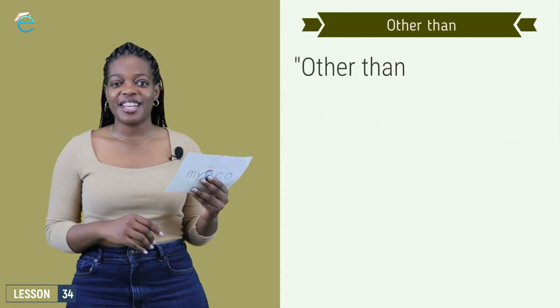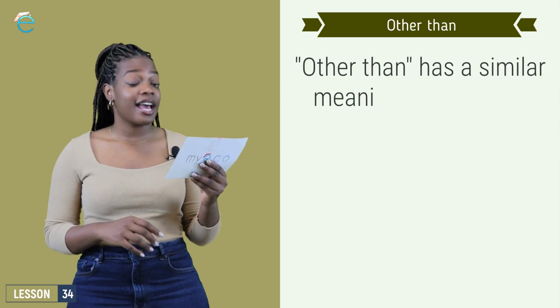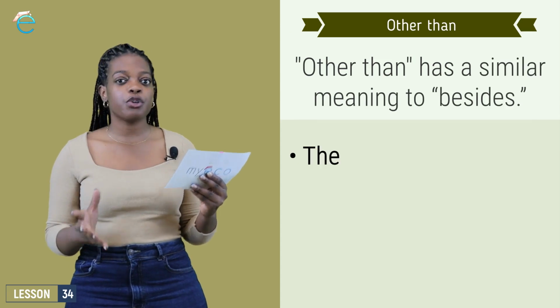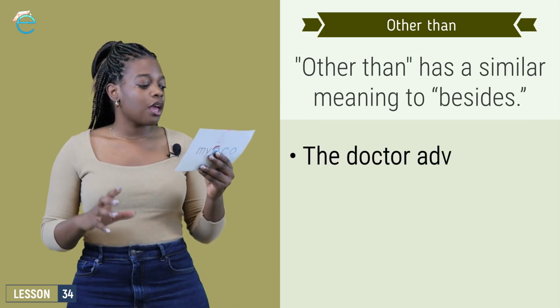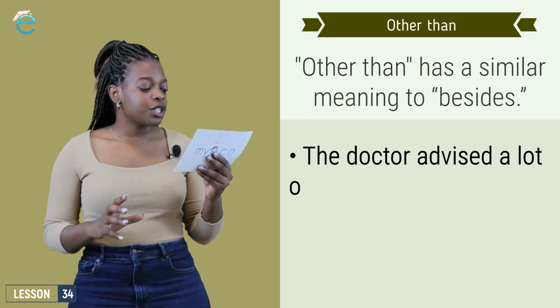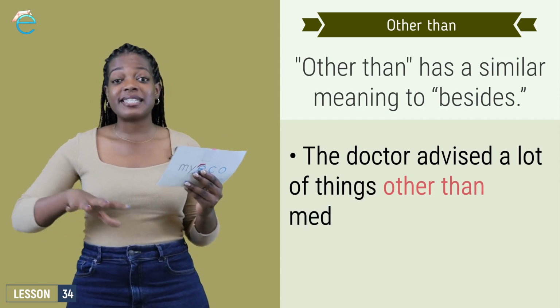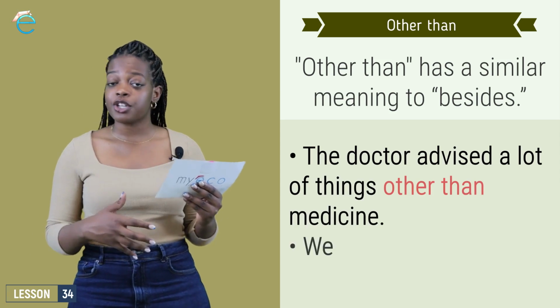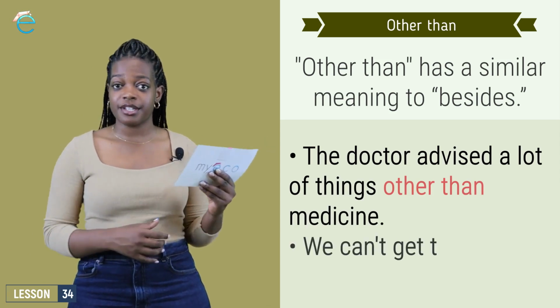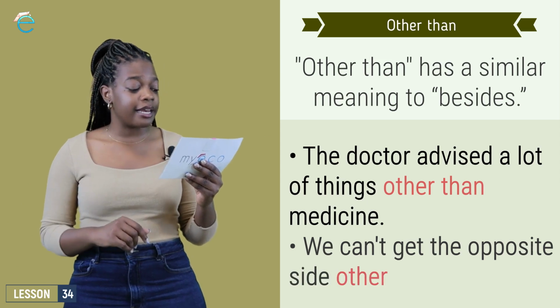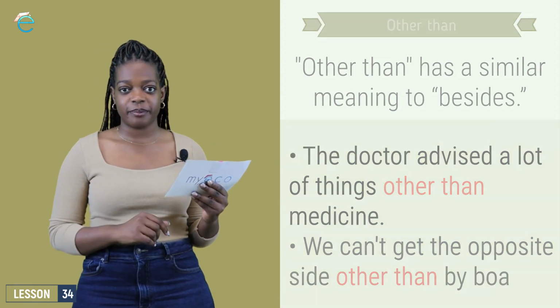The last variation of other that we have is other than. Other than has a similar meaning to besides. The doctor advised a lot of things other than medicine. So, besides medicine, the doctor advised many other things. Or, we can't get to the opposite side other than by boat.